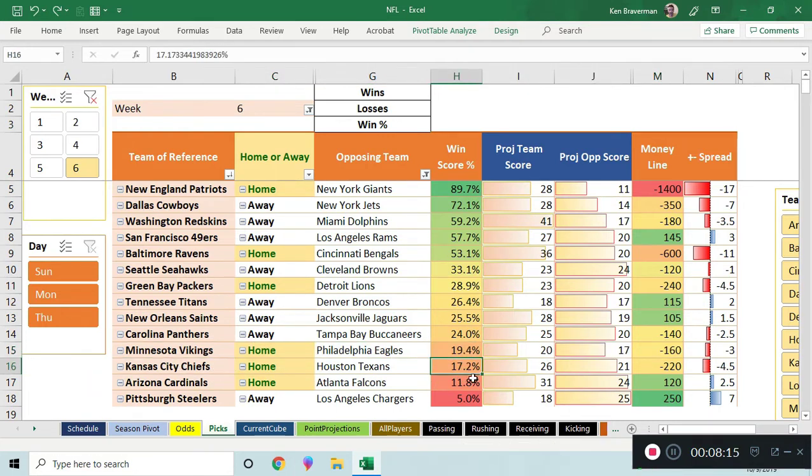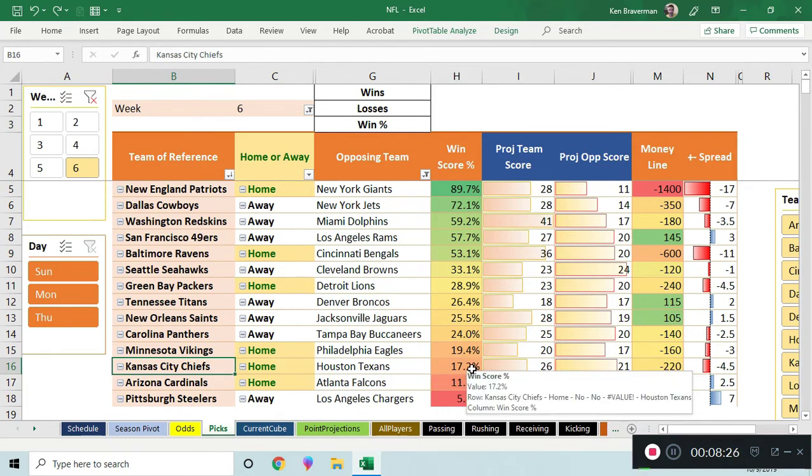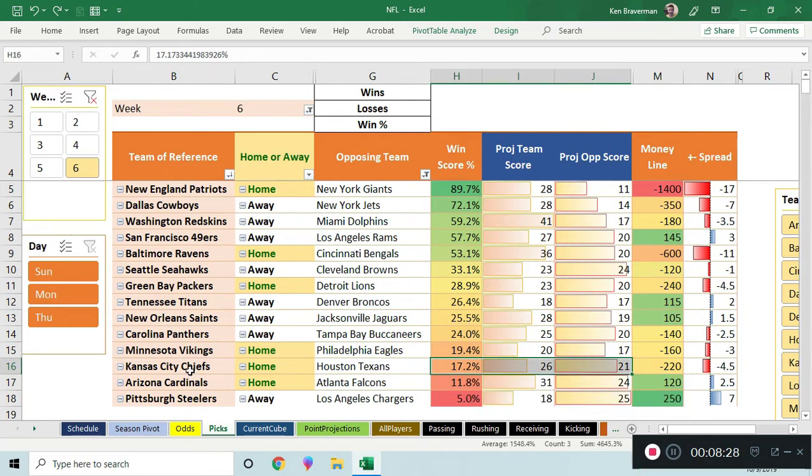Chiefs are under 20% over the Texans because the Texans are better than you'd think. But if Mahomes' ankle is okay, which he'll probably recover, then I do like the Chiefs. And you don't get a good line though. Bummer. Arizona, Atlanta. Atlanta's worse than you think, and that's why you get a good line with Arizona.